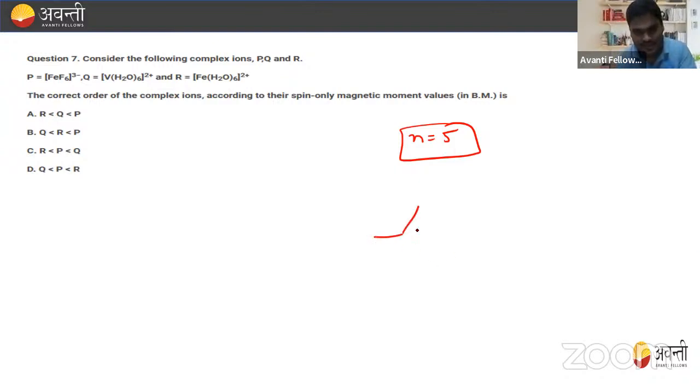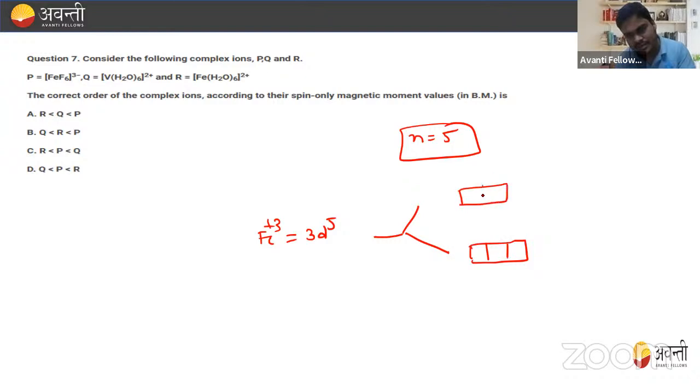We know that since F is a very weak ligand, and here Fe has a +3 oxidation state, it has 3d5. So how will you write 3d5? Like this, having 1, 2, and 3. Since the ligand is weak, the splitting energy is very small, so this will be written as 3, 4, and 5. So total n we have is 5, so here n is equal to 5.